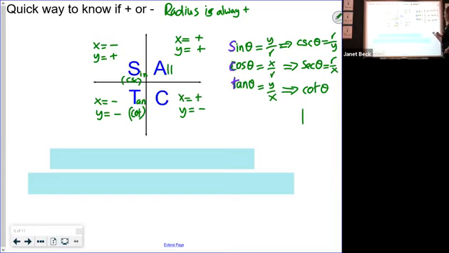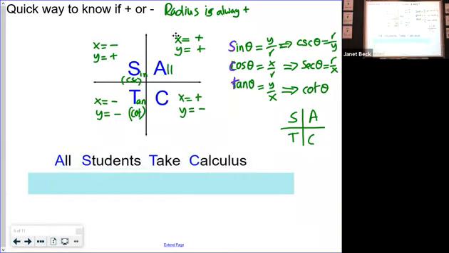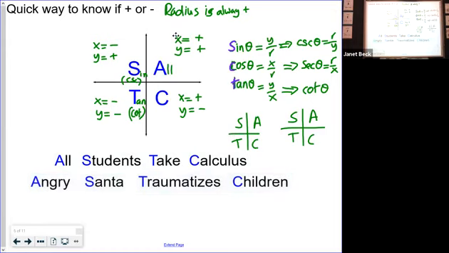Now, there's a way to remember this, to quickly be able to write down the letters in the right order, and that's just using acronyms. The boring way is All Students Take Calculus. You just do this and say All Students Take Calculus. Well, first of all, that's boring. Secondly, it's not true. All students don't take calculus. This is my favorite one: Angry Santa Traumatizes Children. It makes me enjoy doing my math when I do that. I go, Angry Santa Traumatizes Children. And it helps me remember which quadrant the different functions are positive in. So let's use it. Let's use Angry Santa.